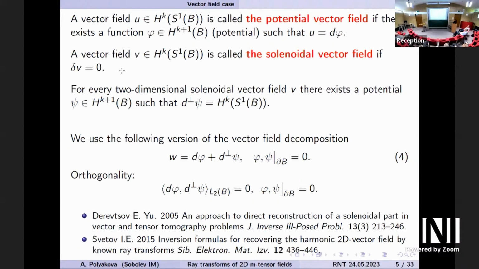And here I will use the decomposition of vector fields in this very simple form. I will say later about a paper where you can find a more strict statement and explanation of why in our case we use this decomposition. This decomposition doesn't include a harmonic part because we state a boundary condition for the potential. And if we want to reconstruct a harmonic part of a two-dimensional vector field, Ivan has a very interesting result. You can find it here.